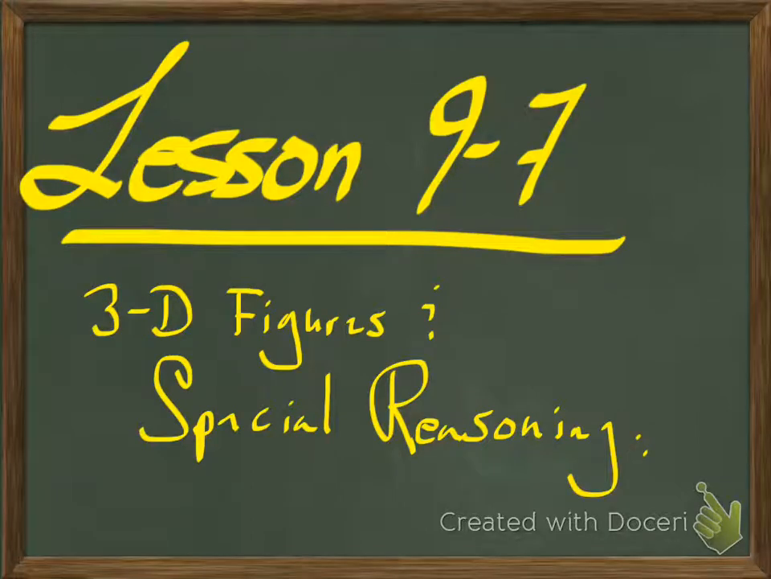Well, good evening. All right, this is the Laugh at Mr. Gunn lesson, I'm afraid. This is lesson 9-7. We're going to be talking about 3D figures and spatial reasoning. And I'm going to do an okay job, I think, of conveying the basic principles here.